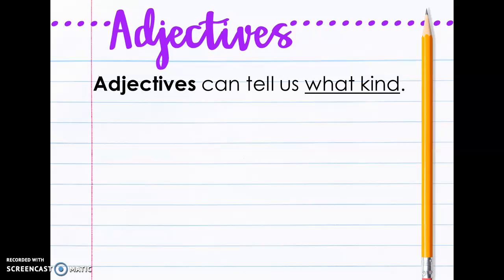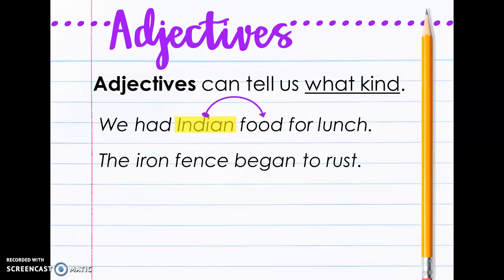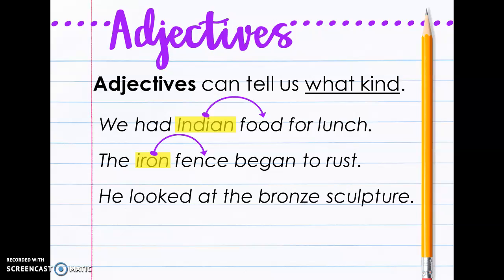Adjectives can tell us what kind. We had Indian food for lunch. The food that we had for lunch was Indian food. So that adjective is describing what kind of food we had. The iron fence began to rust. The fence is made of iron. He looked at the bronze sculpture. Bronze is the material, so it's what kind, and it's describing the sculpture.